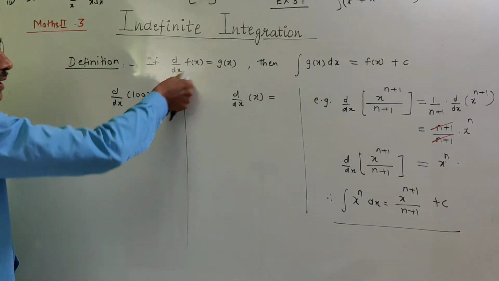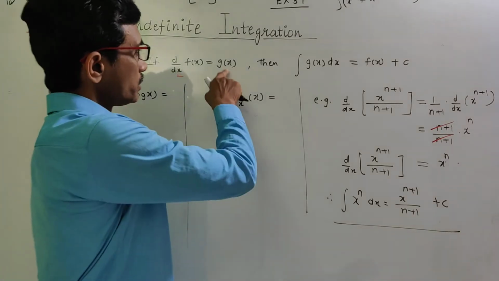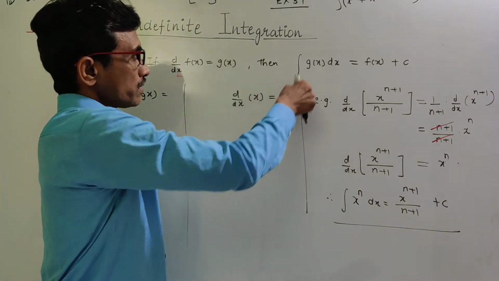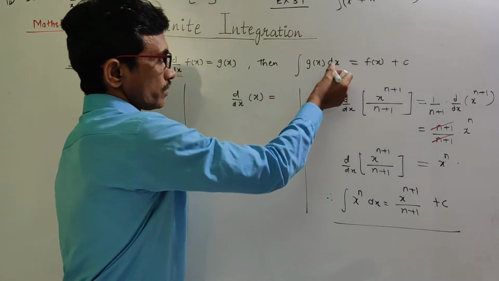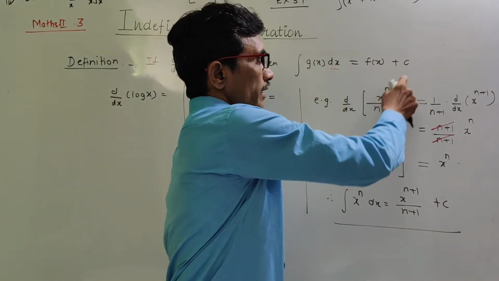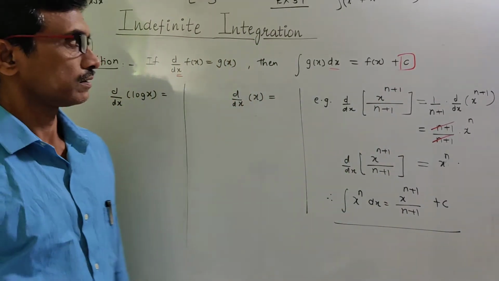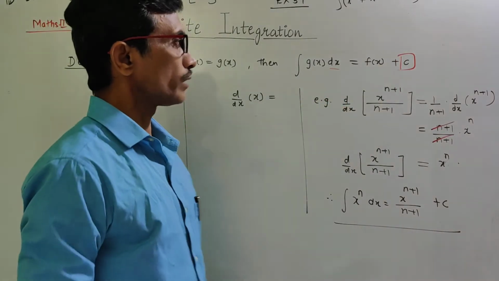Here the derivative of f(x) with respect to x is g(x), so the integration of g(x) with respect to x is equal to f(x) plus c. Here we write this c, which is called the constant of integration. Why is this constant of integration needed?